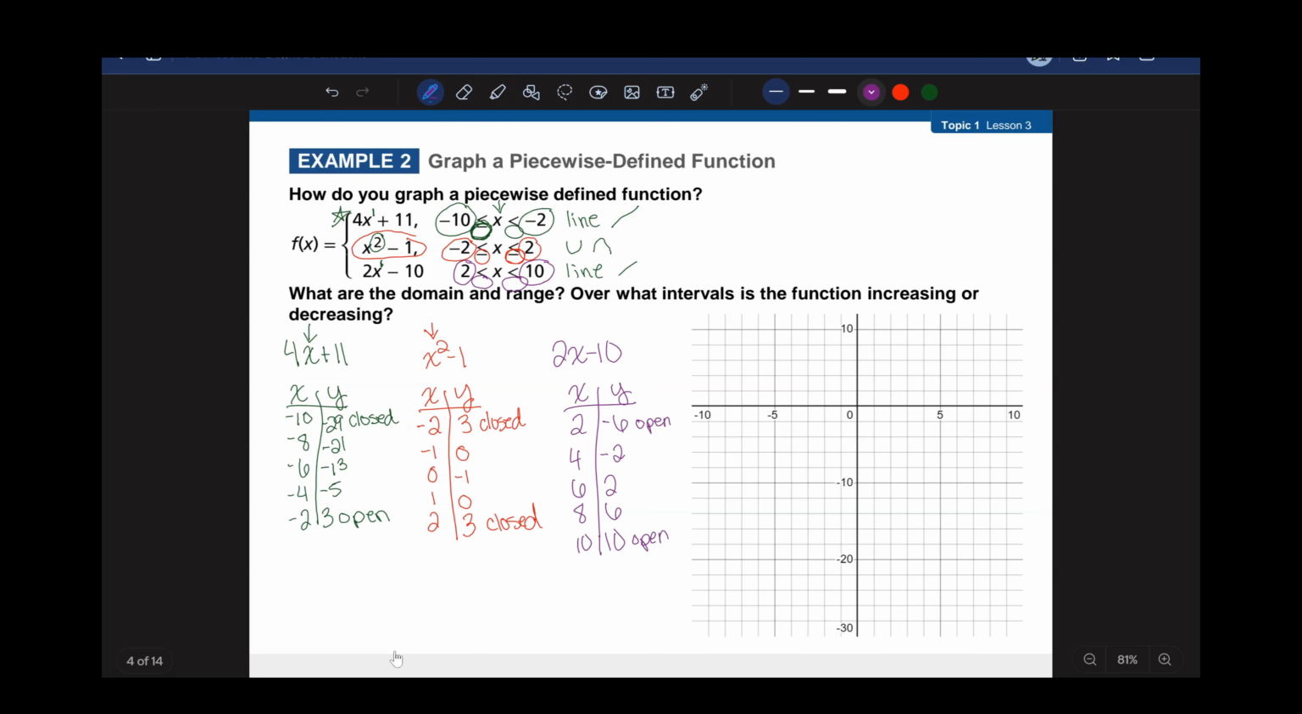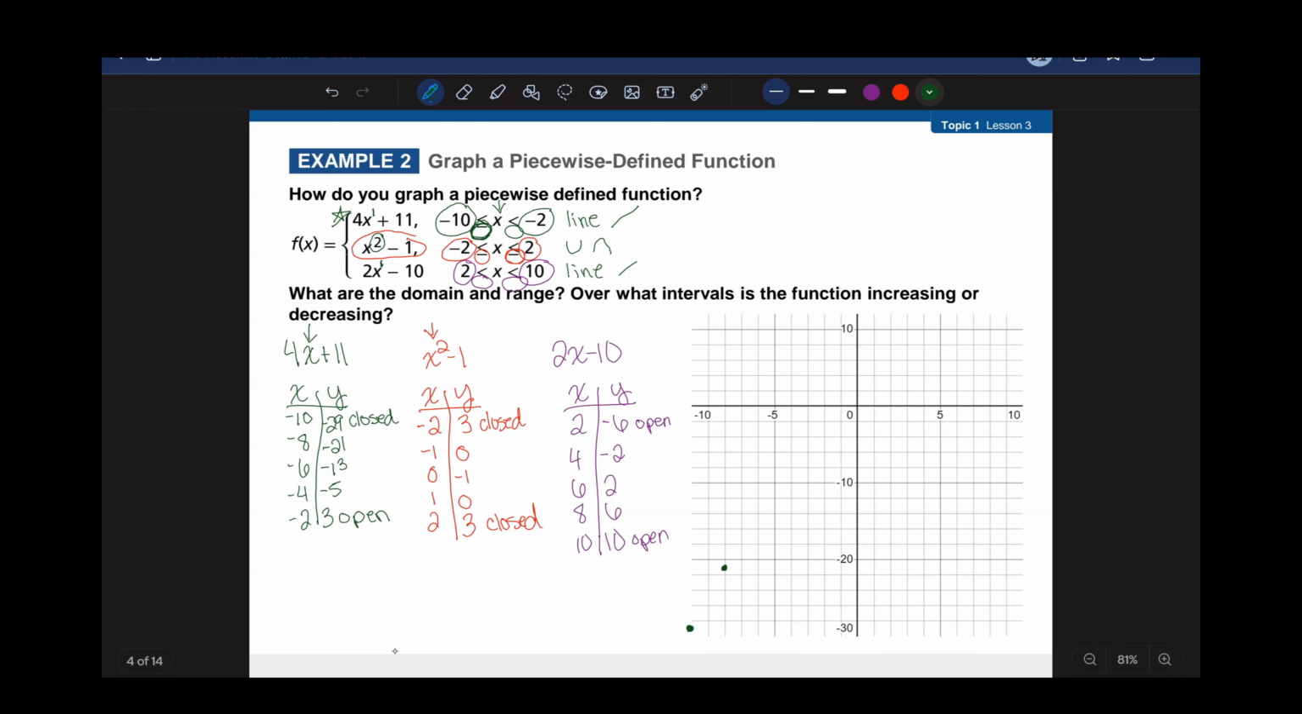Now I'm just going to graph these. So I've got the point -10, -29, and always pay attention to what you're counting by. Like this, my y-axis here is counting by 2's, but my x is counting by 1's, so you have to be really careful. -8, -21. Now the points in the middle, it doesn't matter if they're open or closed because they're not your end points, okay? They're obviously included in that range.